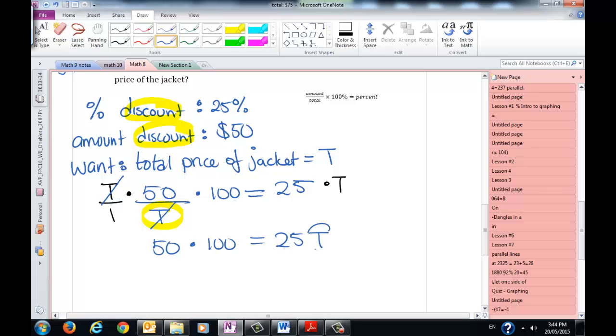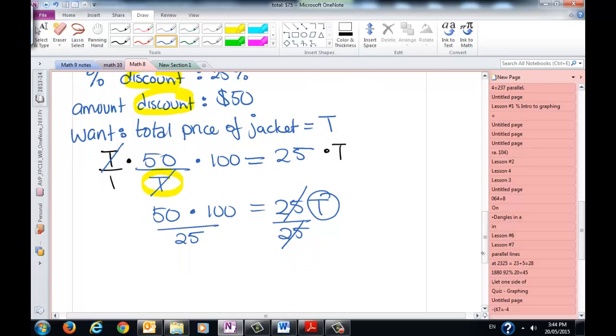Now again, I'm trying to solve for T. I'm going to divide both sides by 25. These divide out. And now I can start to do some simplification on my left-hand side. I kind of left it because I saw that there was some simplification here. For example, 25 and 50, they're both divisible by 25. So 25 divided by 25 is 1. 50 divided by 25 is 2. And so now I have 2 multiplied by 100. Awesome. 200 is equal to T.